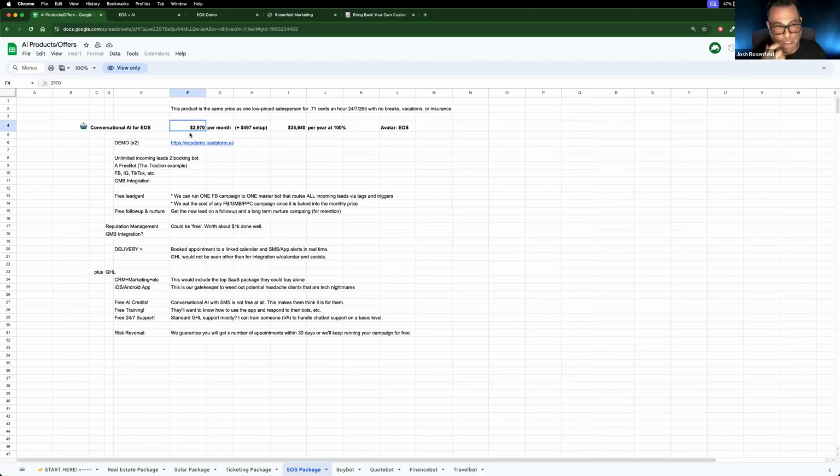Okay, so this deal is unlimited leads to a booking bot, a freebie bot. I just made that up. I called it a free bot, I meant to call it a freebie bot. That's the example I just showed you, where you can give away your freebie, whatever it is. Then the bot responds to the freebie you just gave them, the lead magnet, and tries to book them. And then I integrate it with their Facebook, Instagram, TikTok, Google My Business, all the different channels that EOS is going to be working.